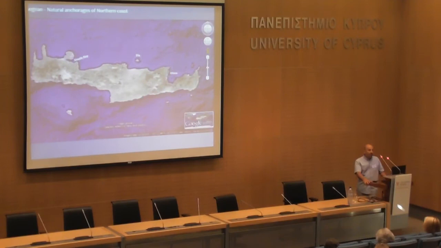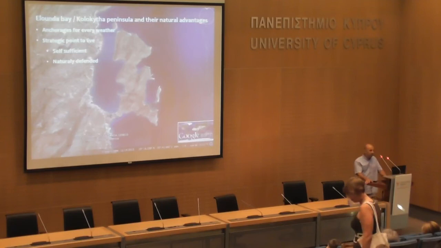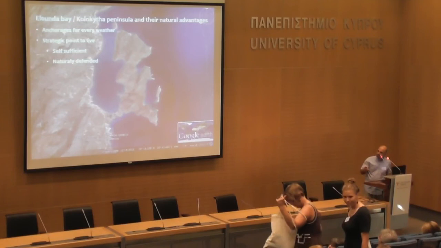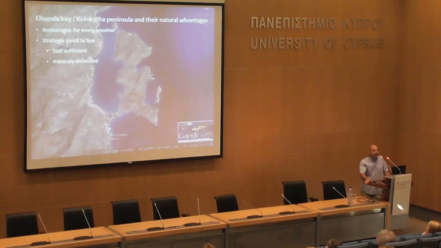On the northern side of the island, there are just three natural anchorages, areas offering natural harbors: the Bay of Suda, the coves at the south of the island of Dia, and at the eastern Gulf of Mirabello, the little Bay of Olus. Again, you can easily understand why this promontory, the Kolokitha promontory, was inhabited early, in early Minoan times.